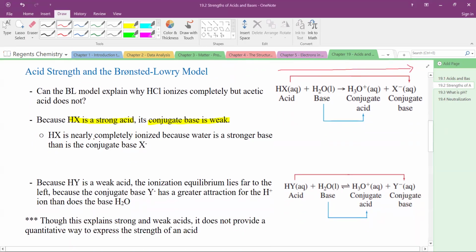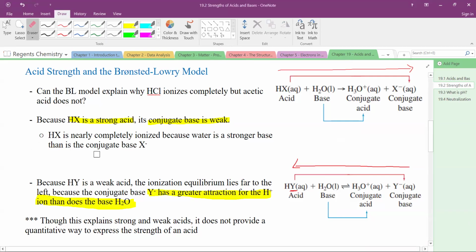Well, let's look at if it's a weak acid, right? Now we've changed this from HX to HY. If HY is a weak acid, the ionization equilibrium lies far to the left because the conjugate base Y minus has a greater attraction for the hydrogen ion than does the base H2O. So in this case, our acid is fairly weak, which actually means that our conjugate base is fairly strong. So this favors the reverse reaction. This conjugate base is strong enough to pull this hydrogen off of the hydronium and back onto this conjugate base, reforming the acid. Okay, so it's strong enough to pull that back.